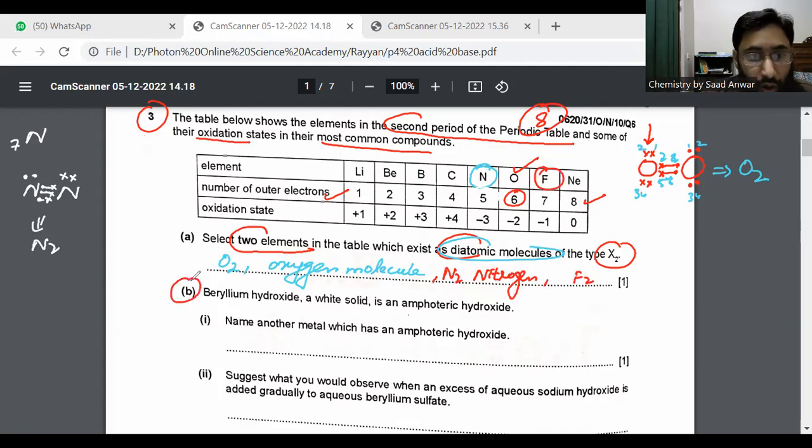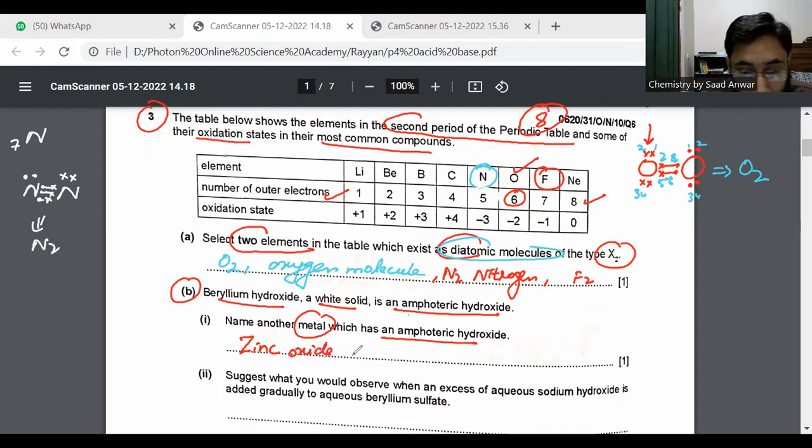The next part of question 3 is: beryllium hydroxide, a white solid, is an amphoteric oxide. Name another metal which has an amphoteric oxide. The other metal is zinc, and zinc hydroxide, zinc oxide. Zinc oxide is amphoteric.